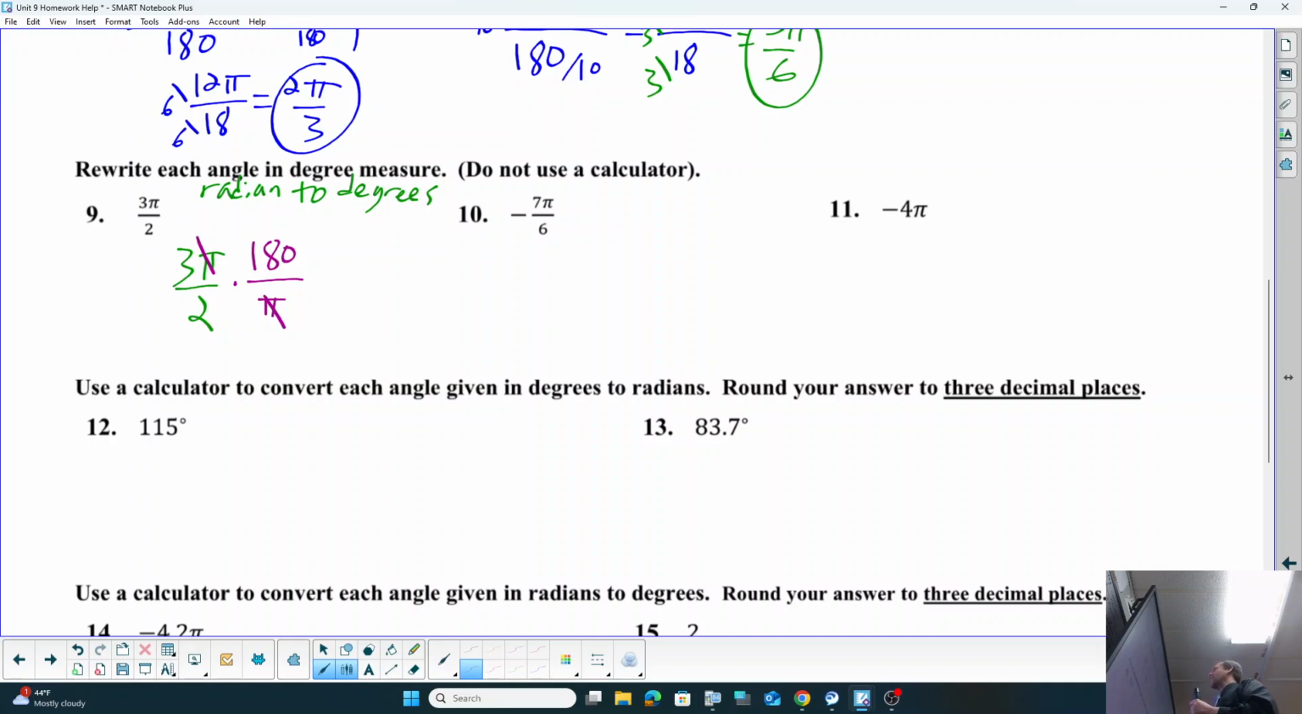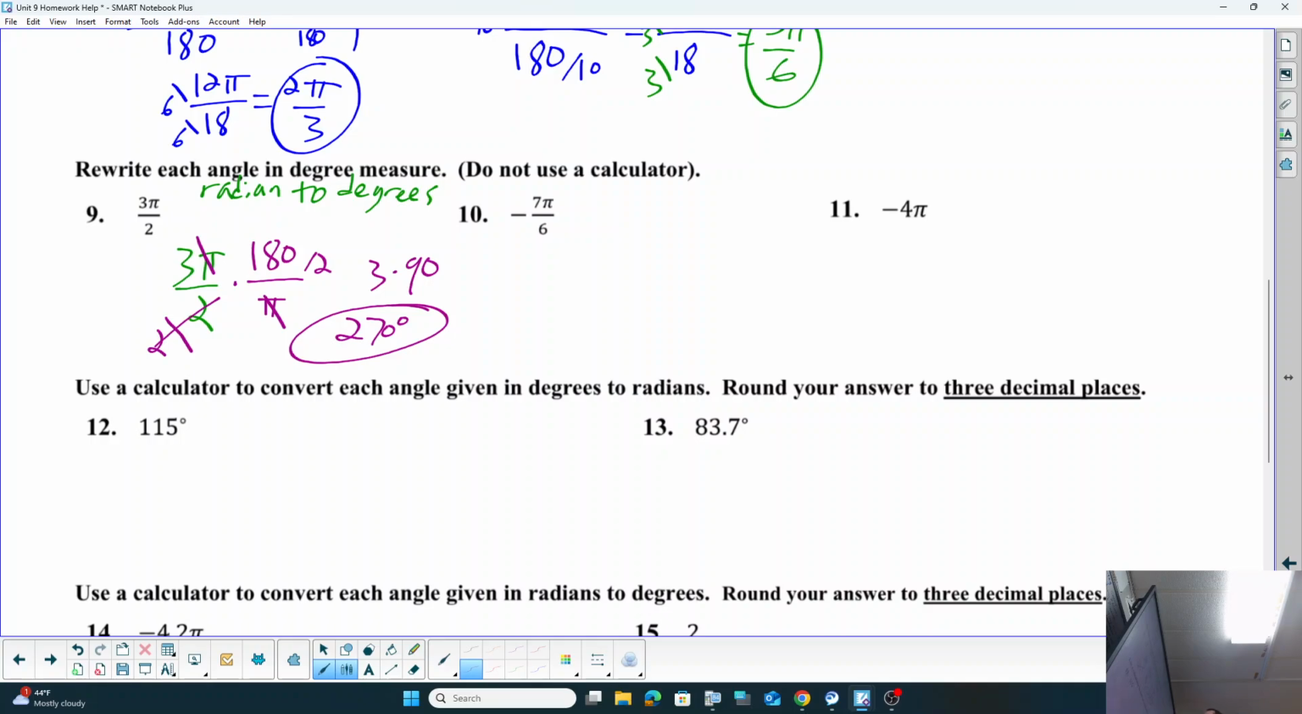So now we're just going to do 3 times 180 divided by 2. And really, we could take 180 and divide it by 2 first. What's 180 divided by 2? 90. And so that's going to be 270 degrees. And that's true. 3 pi over 2 is 270 degrees.